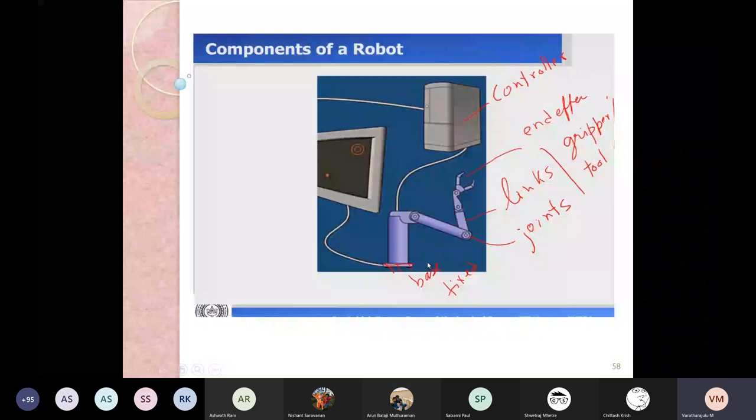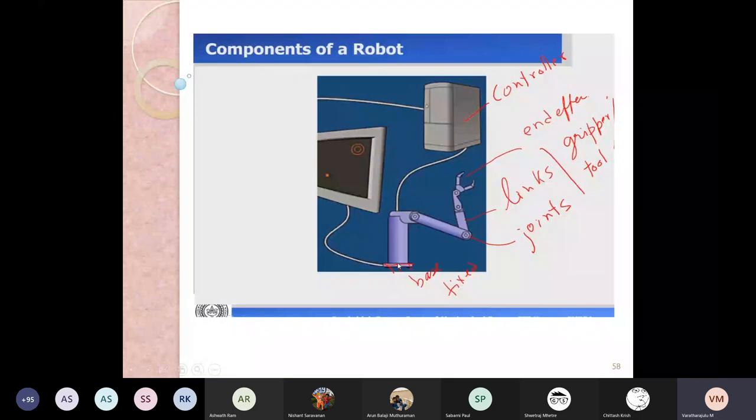It is fixed, and it is not movable. And we have various joints, and we have the links. The joints are joined by the links. And at the end, we have the end effector. This is called the end effector, and sometimes it may be called a gripper or a tool.